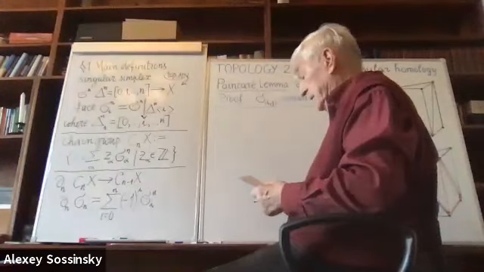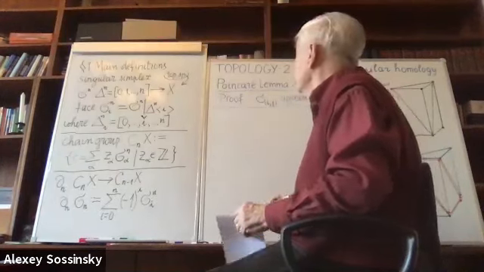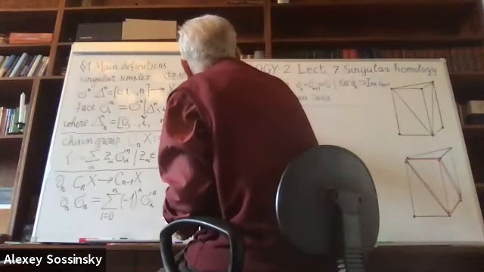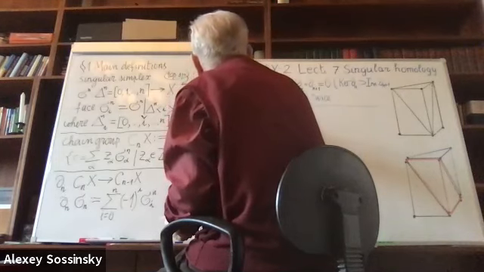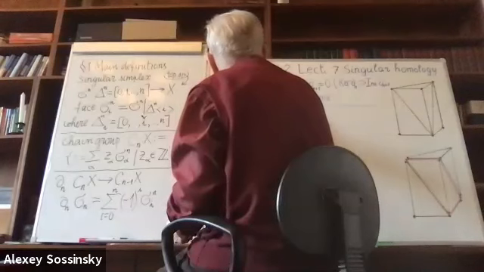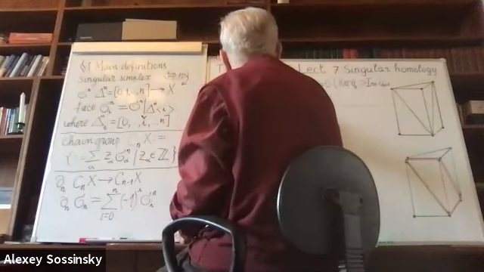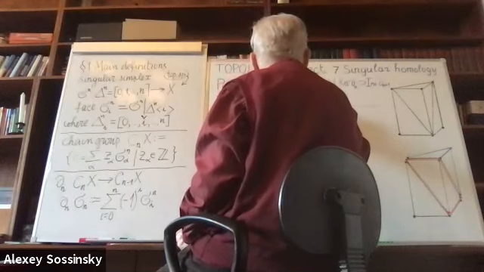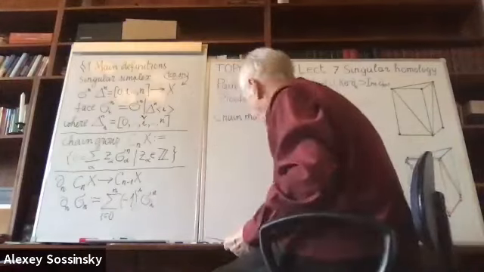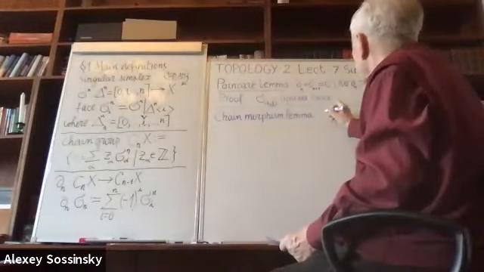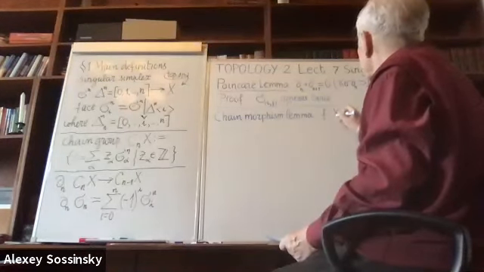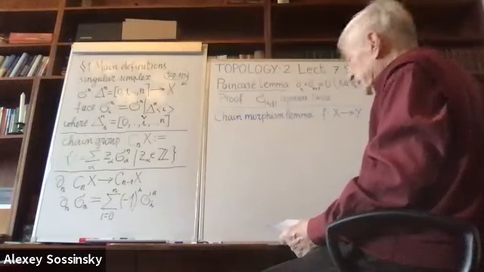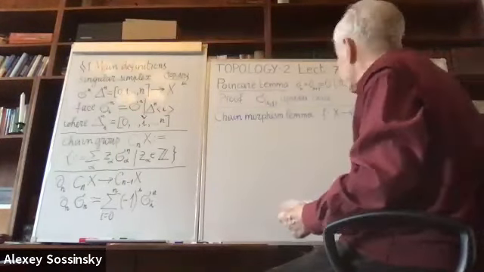Now my next step is to state what is usually called the chain morphism lemma, which says the following: if you have a continuous map F of a topological space X to a topological space Y, then a morphism of the corresponding chain groups arises.